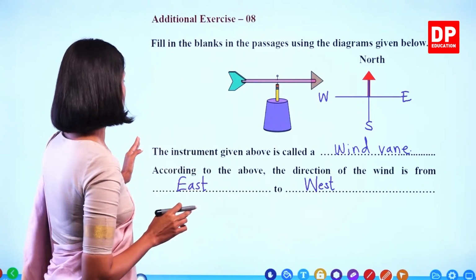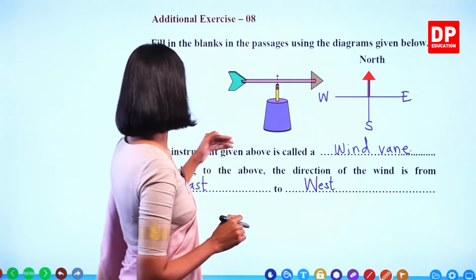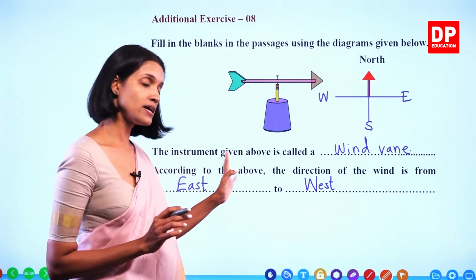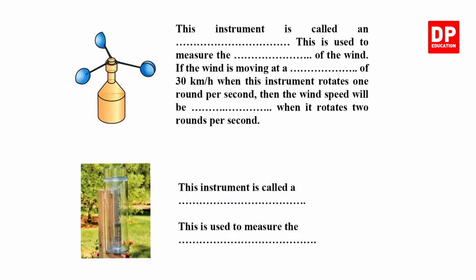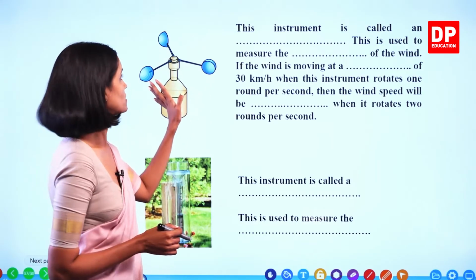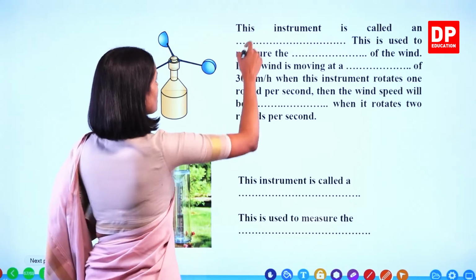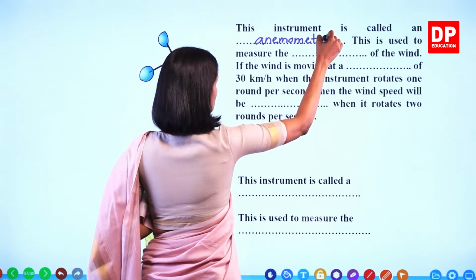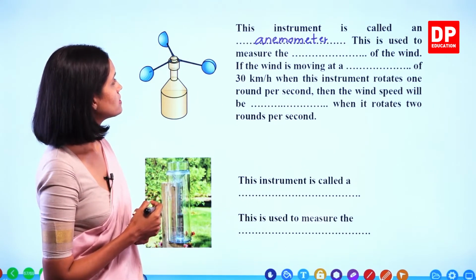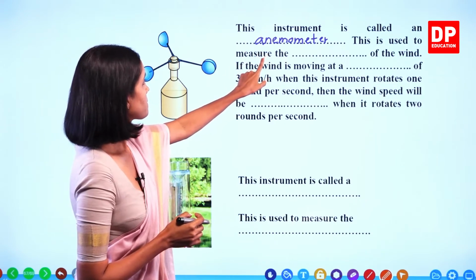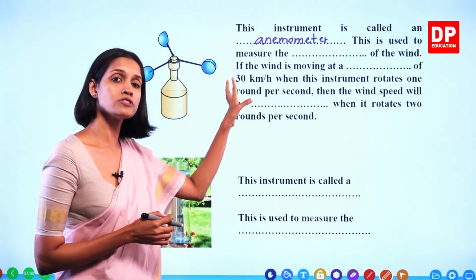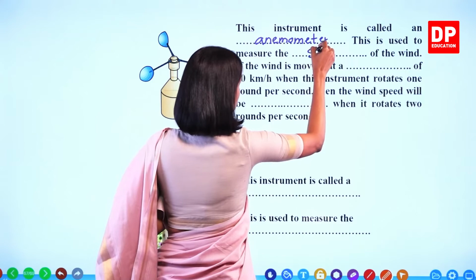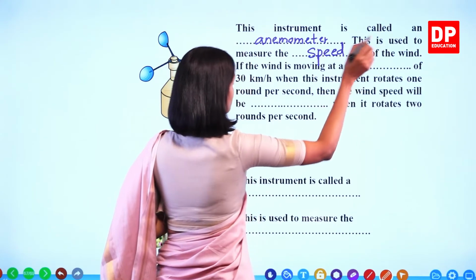Right, children? The instrument given above is called a wind vane. According to the above, the direction of the wind is from east to west. Right? Next one. Look at this. What is this instrument? Anemometer. This instrument is called an anemometer. Right? Why do we use this? To measure the speed of the wind. This is used to measure the speed of the wind.